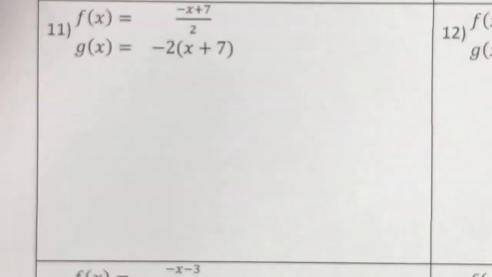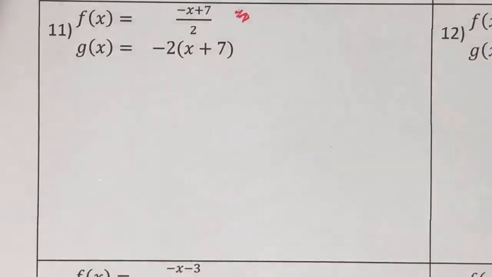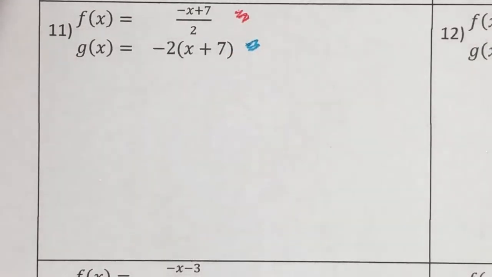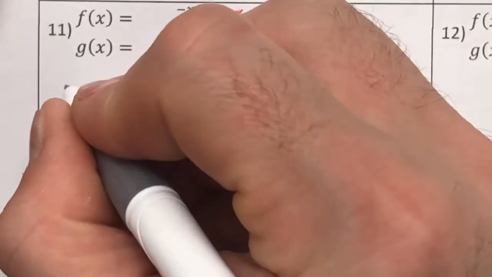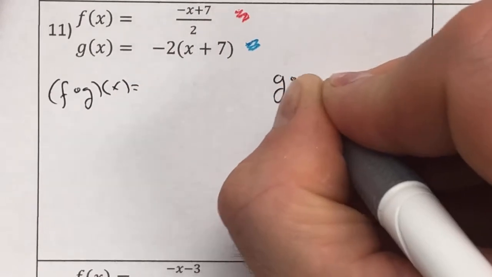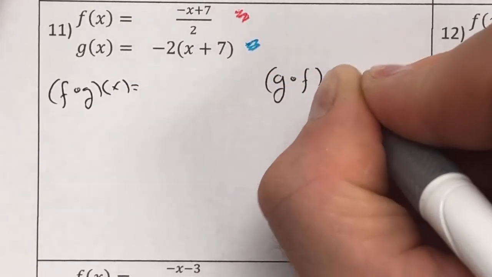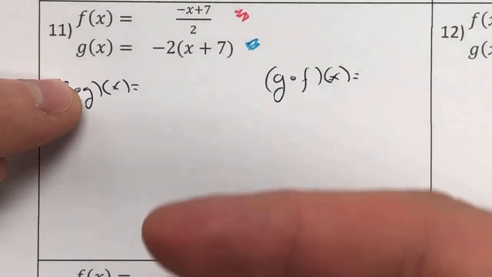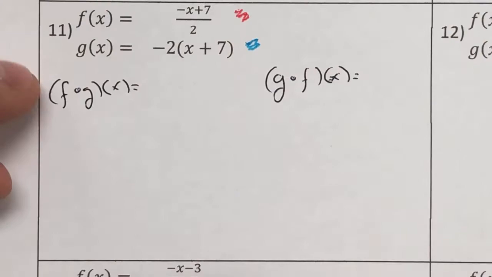The only way to figure out is to just go ahead and plug them in. So I'm going to do this as blue and red again. I'm going to do my two functions. So I'm going to take f of g. I'm going to take g of f. So if I'm starting with f and I'm plugging in g, or if I'm reading from right, I'm taking g and plugging it into f.